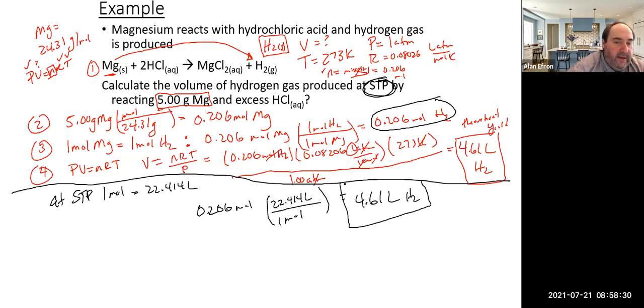So again, you do have an option in this case because it was STP. And this is what I was talking about earlier, where I said in this situation with STP, you can avoid the ideal gas law by just using that conversion factor. But again, a reminder, it can only be used in STP conditions. Any questions on that one there? Or stoichiometry in general?